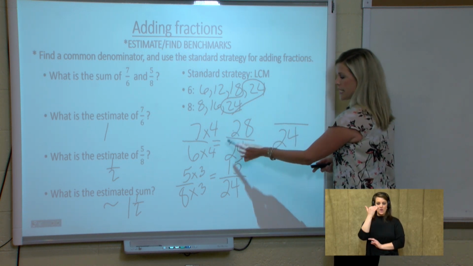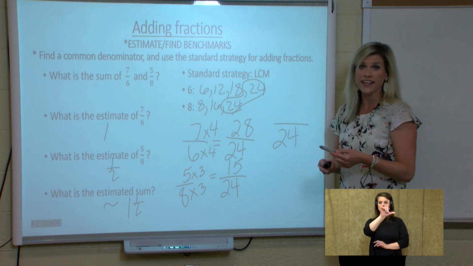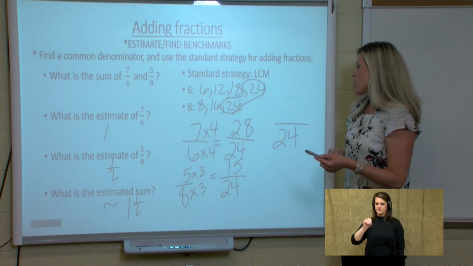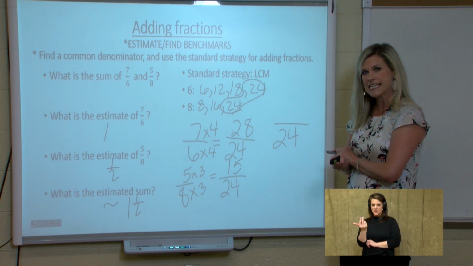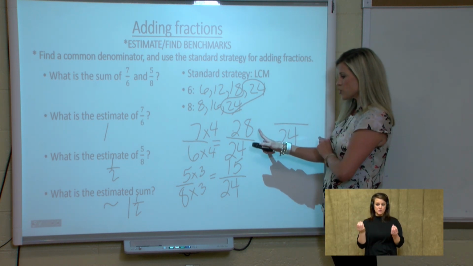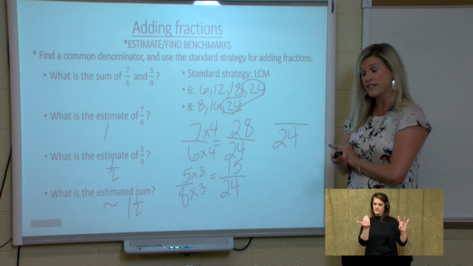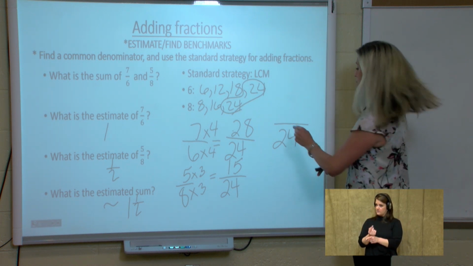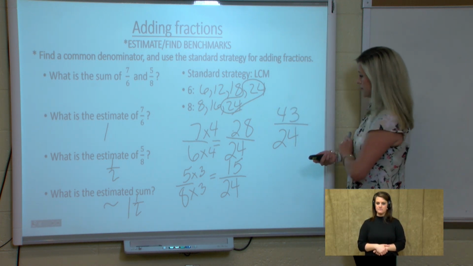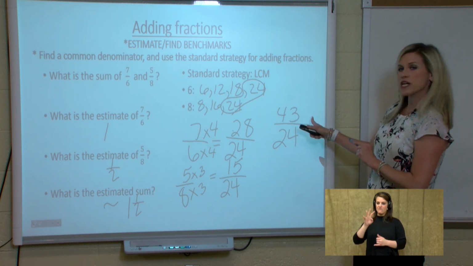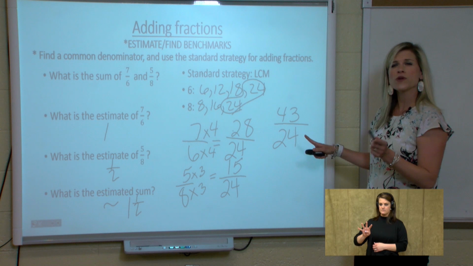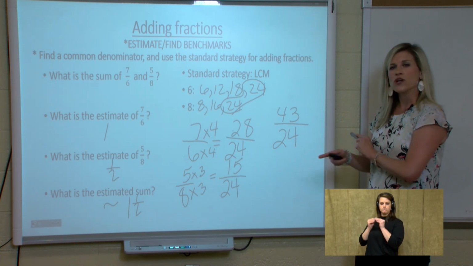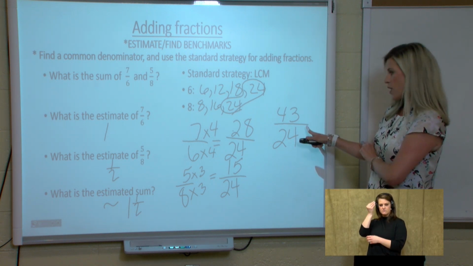What is 28 and 15? Well, I know 20 and 10 is 30. And then I know that 8 and 5 is 13. So what is 28 and 15? Is it 43? Yeah. Now, 43 24ths. Now, before we go any further, I want you to think about this right here.